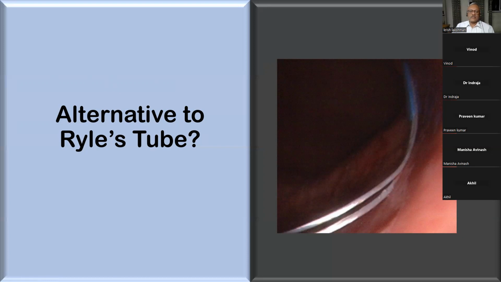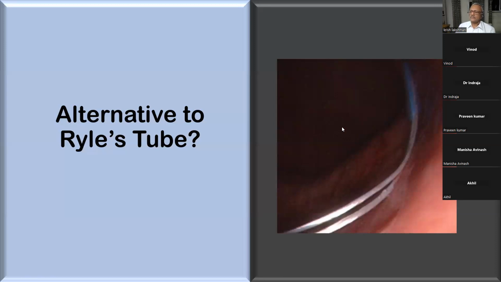So, Vinod, you want to take this? I've even given you a hint in the picture on the right of the screen. What is this that we're trying to do, to get over some of the disadvantages of a Ryle's tube? Describe what you see. It is an endoscopic picture. Describe what you see on the picture. A tube, sir. Yes, there is a tube, and there is something coming out of the tube. It's an upper GI endoscopy.